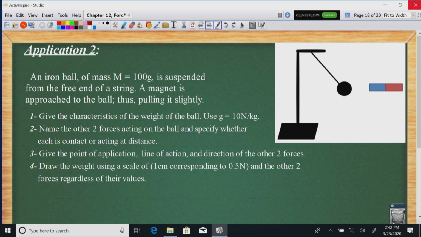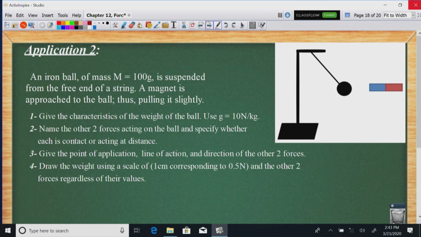Now, summing these ideas together in one application, check this. We have an iron ball of mass 100 grams. It's suspended from the free end of a string, and a magnet is placed close to it. First, give the characteristics of weight. You are given g as 10 Newton per kilogram. Name the other two forces acting on the ball and specify whether each is a contact force or acting at a distance. Give the point of application, line of action, and direction of the other two forces. Which we talked about in 2, 4.